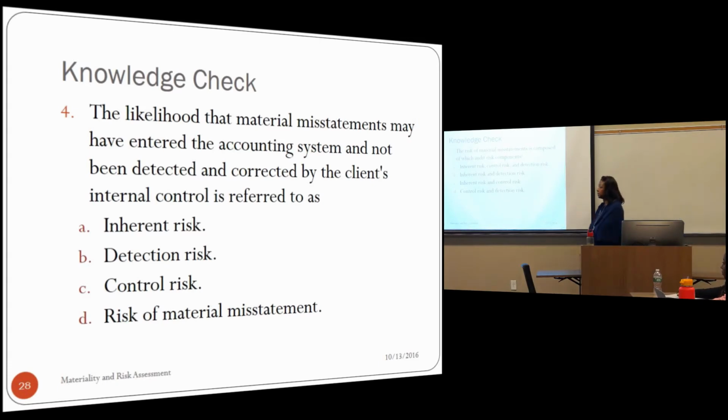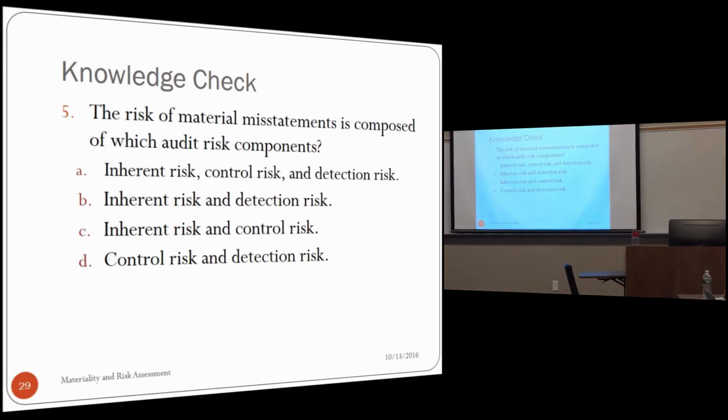So you should know the answer to this question real quick. C, right? Everybody gets it. When I say risk of material misstatement, you should automatically think inherent risk and control risk. Okay.